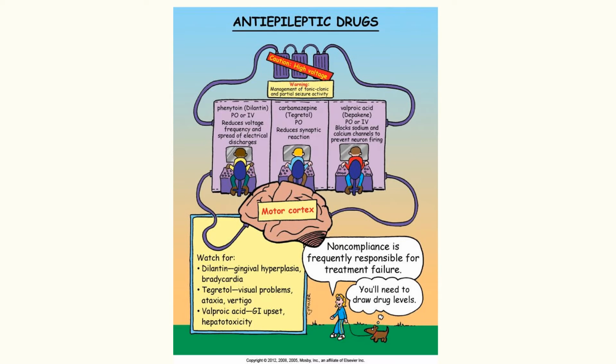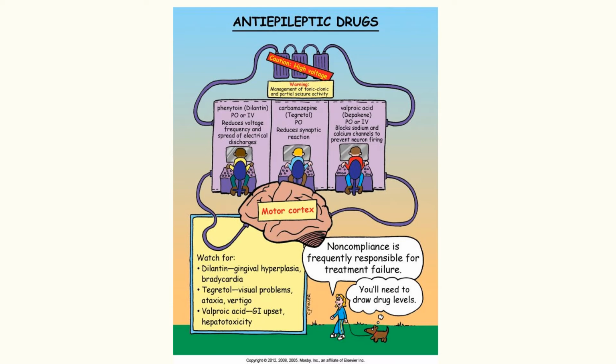Again, it tells you down there the main things to look for with each of these 3 anti-epileptic drugs. Dilantin, you need to watch for the gingival hyperplasia and bradycardia. Tegretol can lead to visual problems, ataxia, and vertigo. And valproic acid can lead to GI upset and hepatotoxicity.